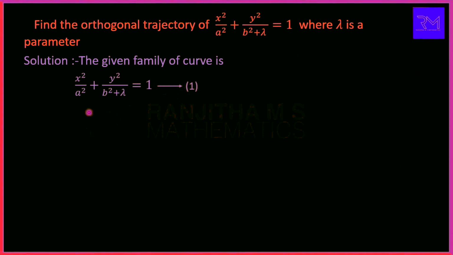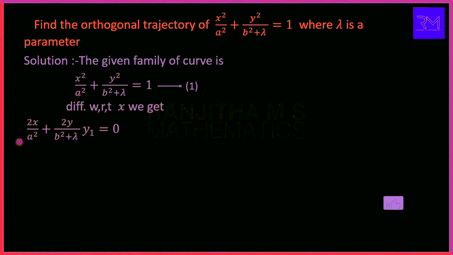The first step is to differentiate this equation with respect to x. We get 1 by a square is constant, take as it is, into differentiation of x square is 2x, plus 1 by b square plus lambda is constant, take as it is, into differentiation of y square is 2y, into dy by dx. Simply we can take it as y1, which is equal to, differentiation of constant is 0. Here we have to eliminate this parameter lambda. For that, take this value to the right hand side. We get 2y into y1 divided by b square plus lambda, which is equal to minus 2x by a square.